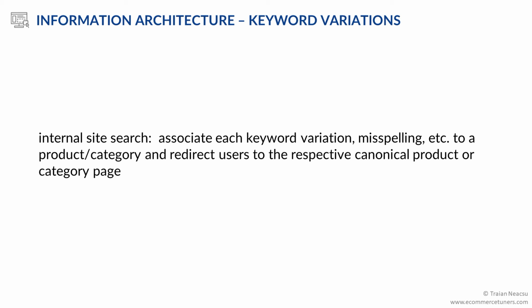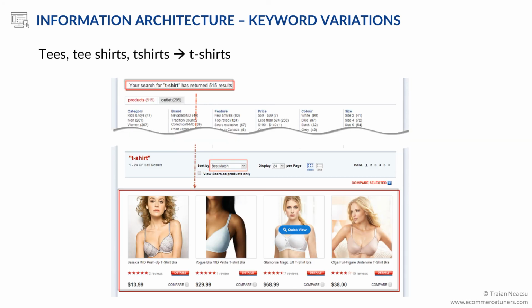If there is no exact match between the keyword variation, misspelling, or synonym and a category on your website, then send them to an internal site search results page. For example, when someone searches for tees, t-shirts, or tshirts in one word, you return results for t-shirts. If there's an exact match between the search query and the category name, you can also redirect the searcher to the t-shirts category listing page.